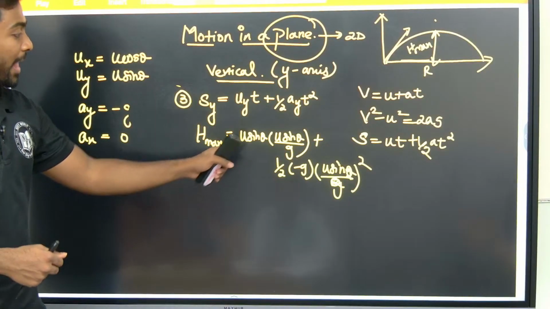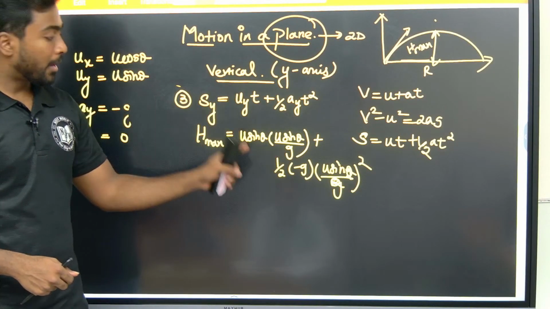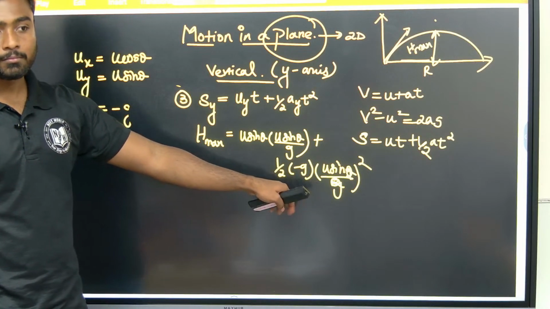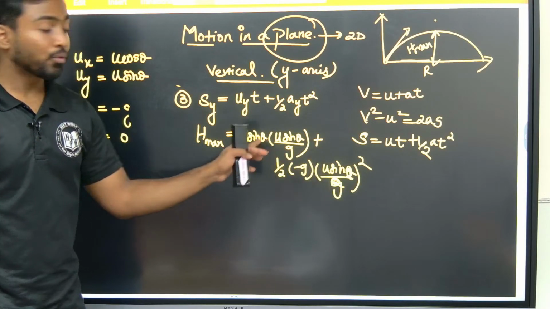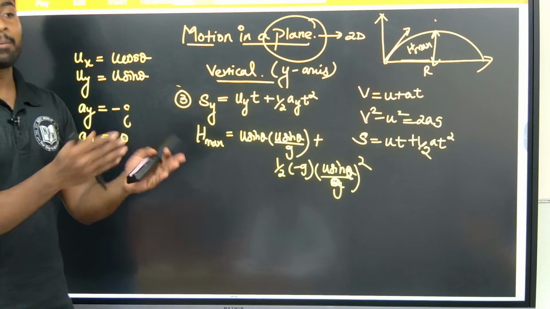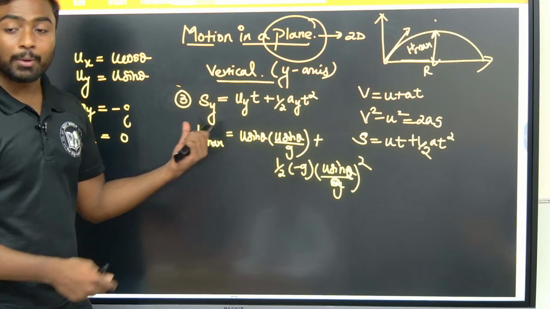Okay. What will happen here? u square sin square theta by g. Okay. And here minus, g square will come, 1g and 1g will get cancelled out, so minus u square sin square theta by 2g will come. Okay, 1 minus how much? 1 by 2 will come, no? So obviously we will get the same answer.